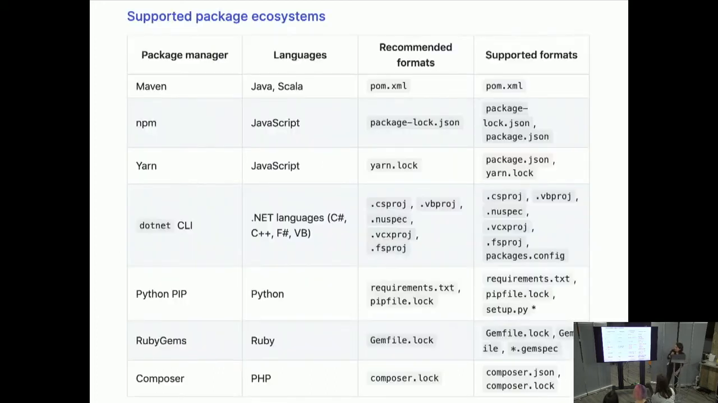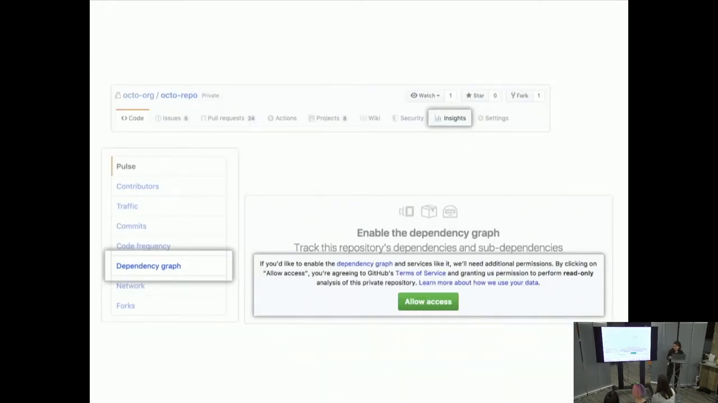So this is the latest list, because they've actually added some languages and some formats. But you can see it covers a lot of languages. So yeah, let's say for Yarn or NPM, it will go through your package.json and let you know if there are any packages that have vulnerabilities. If you have a private repo, what you can do is go to your repo, go to the Insights tab, click on dependency graph, and just allow access, and then it will start feeding.